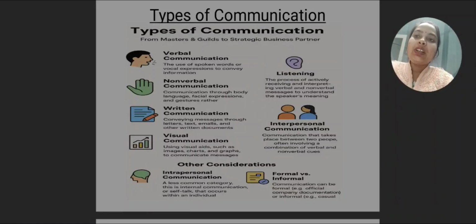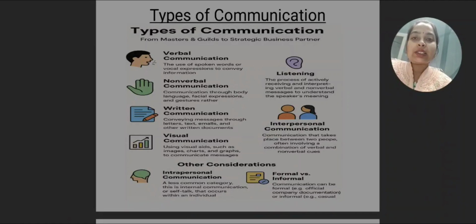Now, in this picture, we will learn about the various types of communication. There are several parts of communication. First, verbal communication, where we use our vocal cords. It means we are saying something, so that is the part of spoken words. We can say it's verbal communication. The second part, non-verbal communication, is where we use body language, gestures, and postures, but not words. So this is non-verbal communication.